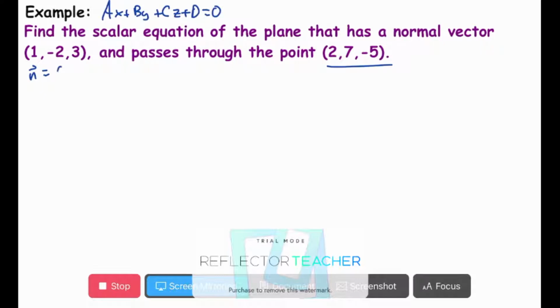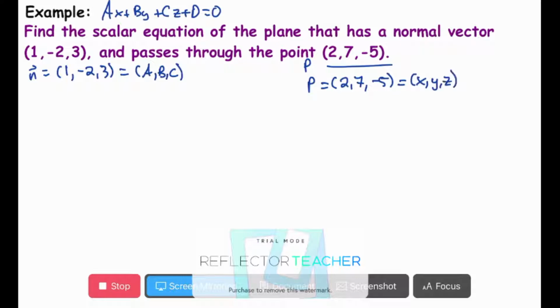So my normal vector is defined as 1, -2, 3. And like we said, that's going to be our A, our B, and our C value. And I know one point, so I know an x, y, z. And we can just call this point P. P is equal to 2, 7, -5, which is going to give us an x, y, and z value. So let's plug this into our Cartesian equation. And we don't know everything. So we know an a and an x value, b and y, c and z. We don't know the d value. That's what we're going to find out using substitution. So let's write out our equation.